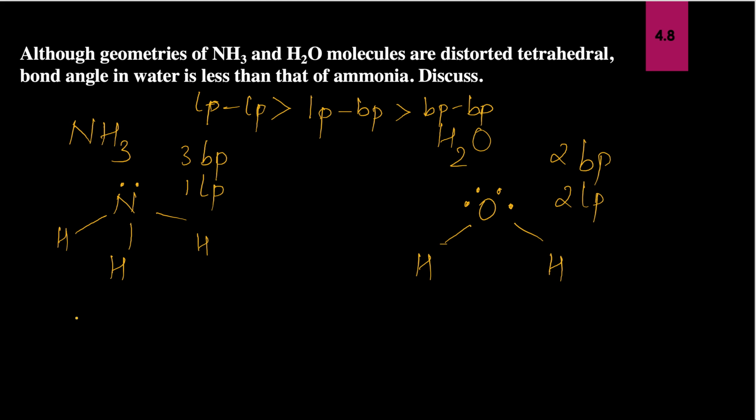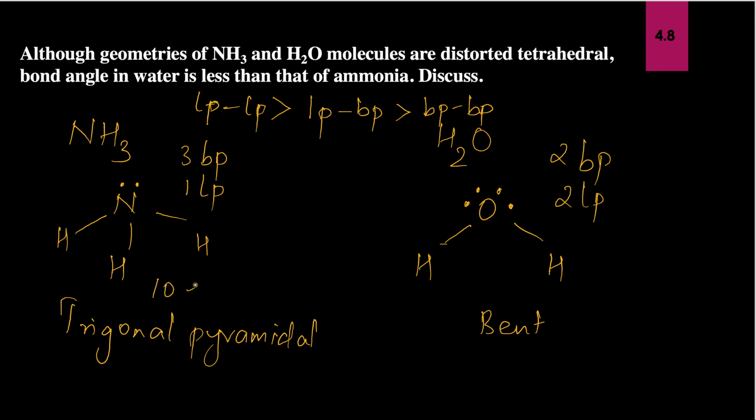So for ammonia, the geometry is trigonal pyramidal, and for water it is bent. So they are basically changing from a tetrahedral to these geometries. So if they were tetrahedral, what would be the bond angle? The bond angle is 109.5 for both.